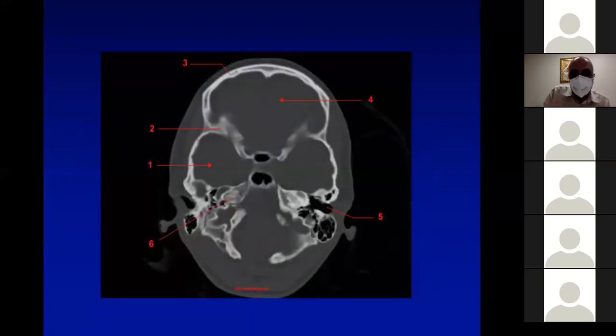And on the next image, we look at the same image, but on a bony window. When we say the bony window, what it means is that the brain parenchyma is masked totally, and what you can look at is the bone, which is the skull bone. So this is the frontal bone, which is marked as number 3. This is an anterior cranial fossa marked at 4. This is the sphenoid bone marked 2. Number 1 is the middle cranial fossa. Number 5 is the external auditory canal. Number 6 is the petrous temporal bone.